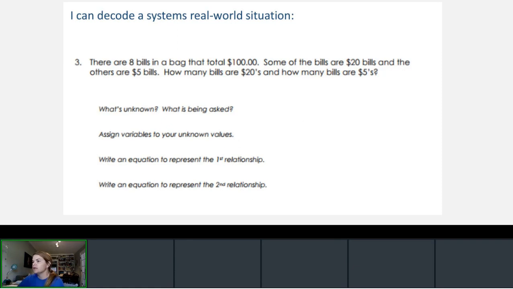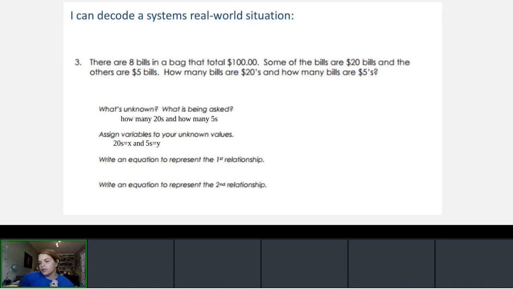All right. Let's keep working on writing our system. So there are 8 bills in a bag that total $100. Some of the bills are $20 bills and others are $5 bills. How many bills are 20s and how many bills are 5s? So what's the unknown? How many 20s and how many 5s? So we're going to assign variables now to our unknown values. So we'll let 20s equal X and 5s can equal Y.